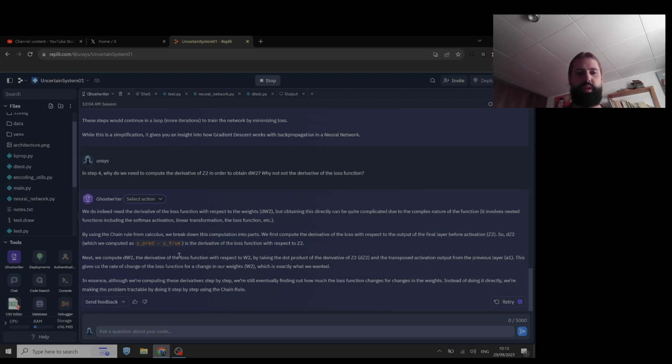But okay, next we compute dw2, the derivative of the loss function, by taking the dot product of the derivative of the z2 and the transpose of the activation from the previous layer. This gives us the rate of change of the loss function for the change in our weights. So, okay, yeah, we're doing it step by step. I get it. I get it and I don't get it.